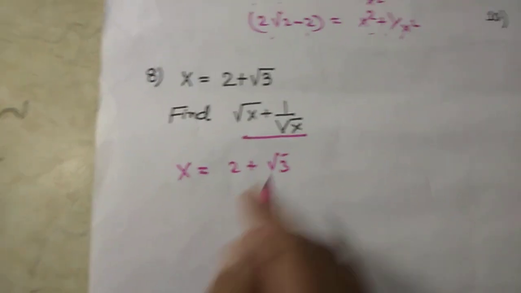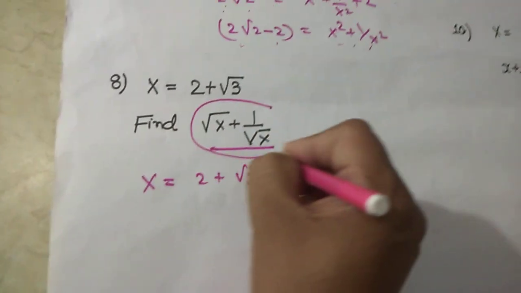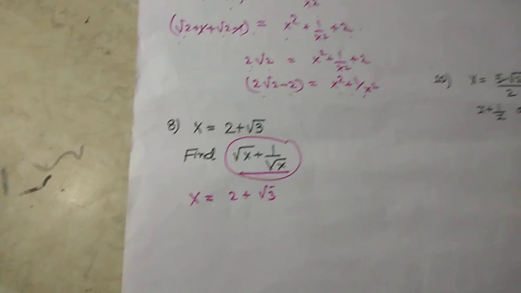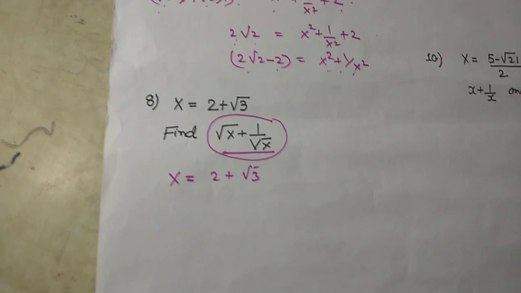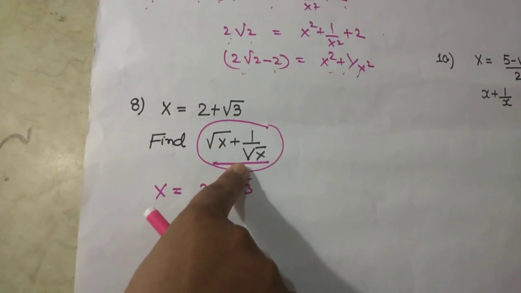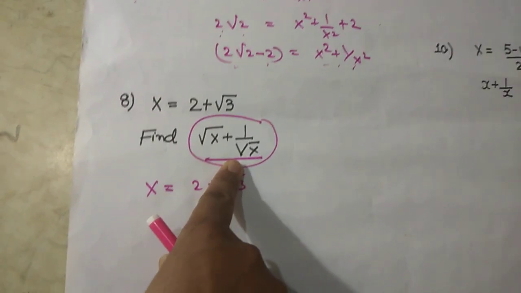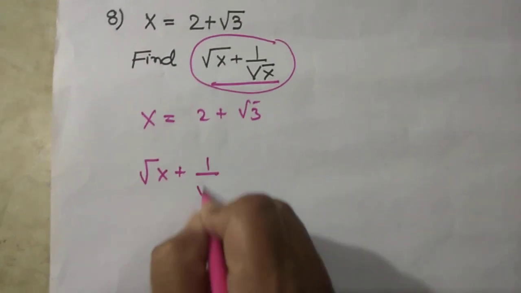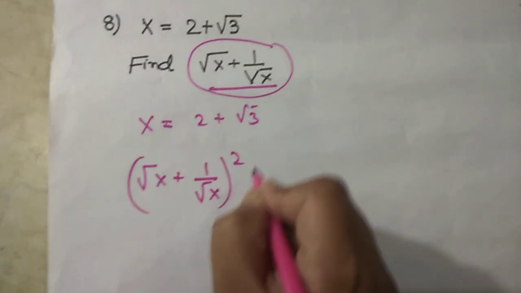Very simple. First of all, you find the square of this number. So many children all the time ask this type of problem, but they don't know the concept. This gives you a sense of a plus b. Otherwise, it's impossible to solve this question. So now you write here (root x plus 1 by root x) whole square. This is a plus b.